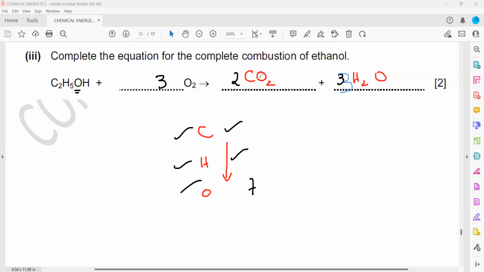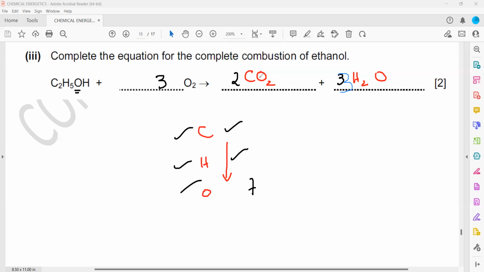No, you can start with any element. I'm not saying it's always a rule. It's just to make balancing simple. These are the tricks you should follow. Like start with carbon, then hydrogen, then oxygen for combustion equation. That makes it simple to balance.